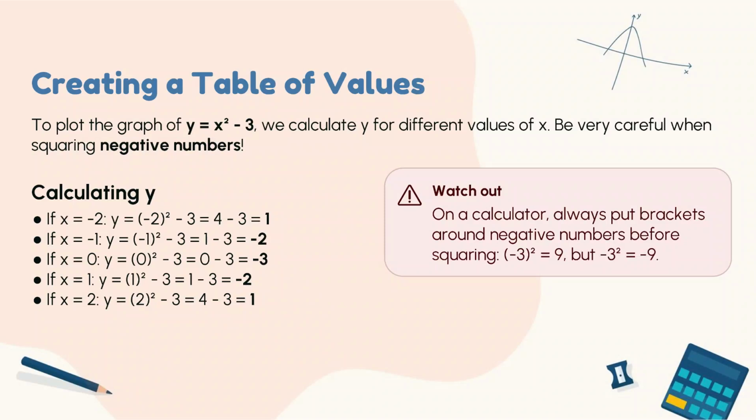If x equals -1, y equals (-1) squared minus 3. That gives 1 minus 3, which is -2. If x equals 0, y equals 0 squared minus 3, which is -3. If x equals 1, y equals 1 squared minus 3, which is -2. If x equals 2, y equals 2 squared minus 3, which is 1. Notice the symmetry in the values. 1, -2, -3, -2, 1.